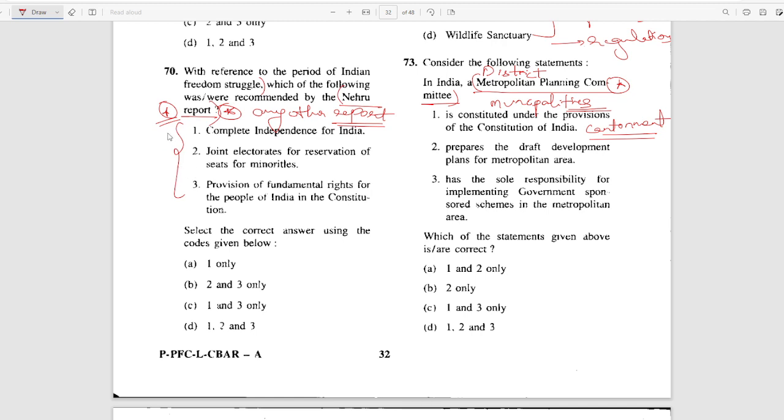All that you have to learn, and also if there are any other reports, you have to be aware of that. For example, any committees that were created by Indians to give suggestions or to ask for any reforms from the British government. All that is important. You have to go through these reports and recommendations, and here you have to learn these things by heart. For example, the Nehru Report recommendations, you have to learn by heart.